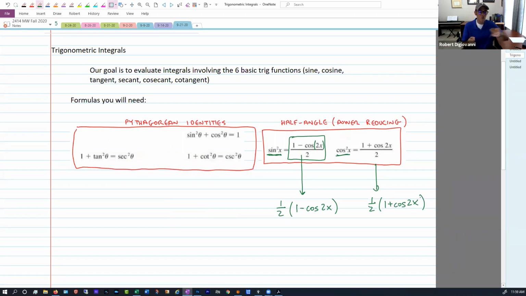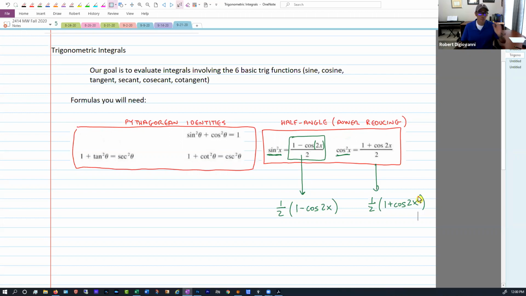I'm going to pull the 2 out in front. I'm going to put it as a half. And the reason I'm going to do that is because remember that half, if it's in an integral, can just come out. So we may as well just work with it, not even in the integral. All right, you ready to go get at this?